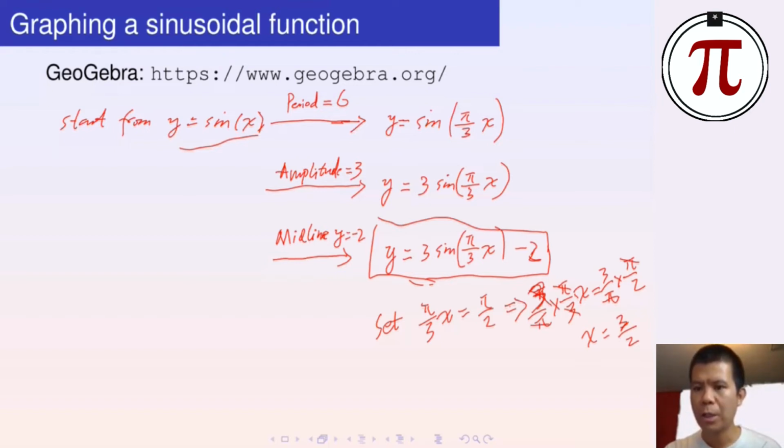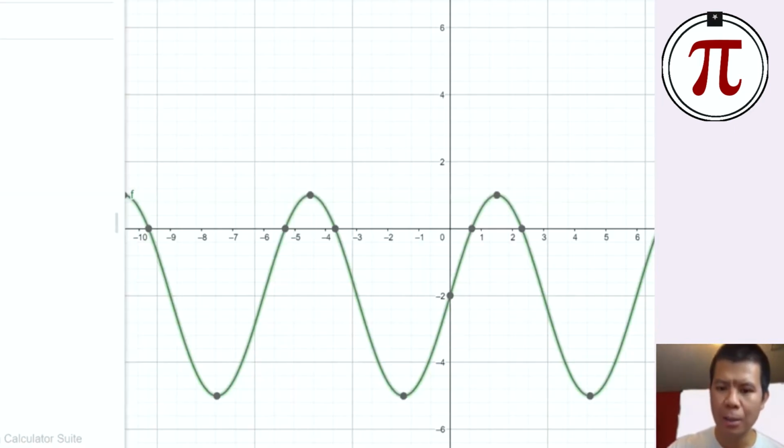Does that make sense? Which means we found the exact value here. It's between 1 and 2. Actually, it is 1.5. It's right in the middle of 1 and 2, right? It's pi over 2, it's 3 over 2.